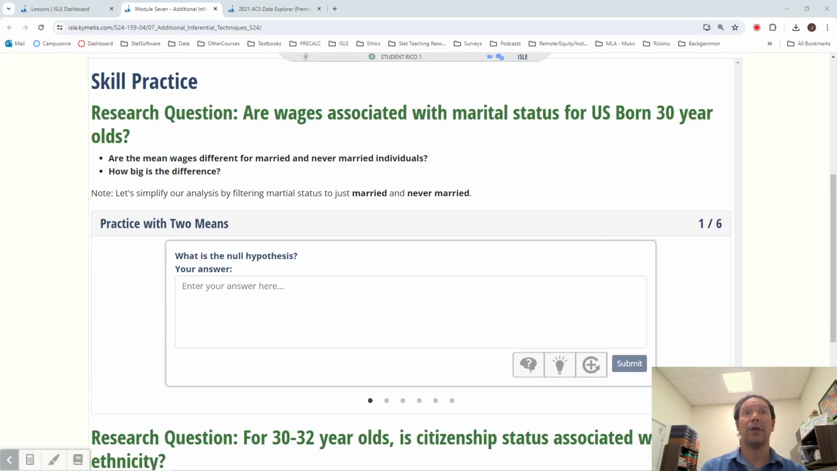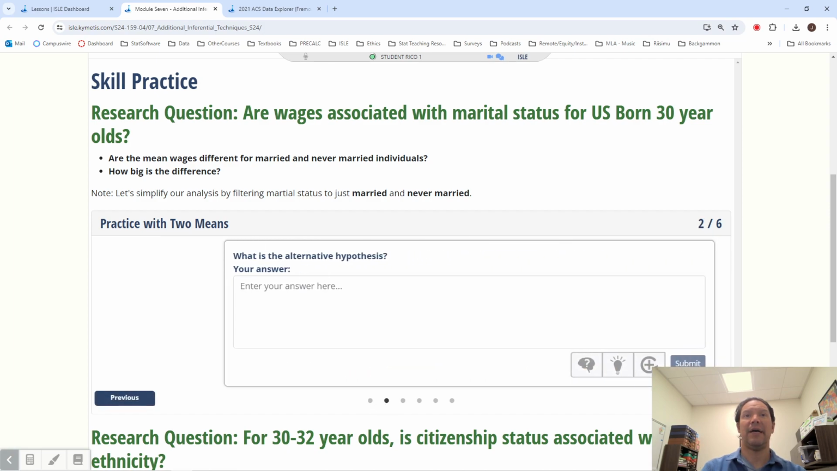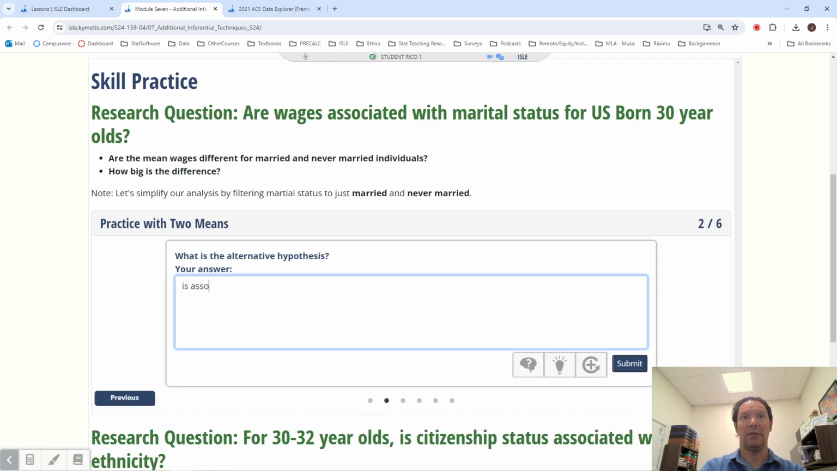All right, we're going to go over the skill practice here. Are wages associated with marital status for US born 30-year-olds? So the null hypothesis is basically always that there is no association. The alternative hypothesis is that there is an association.